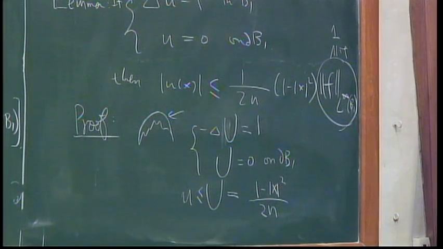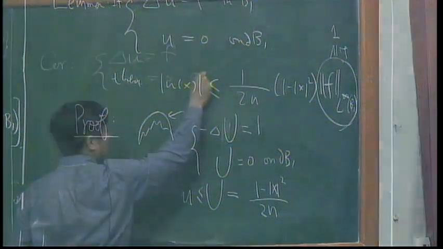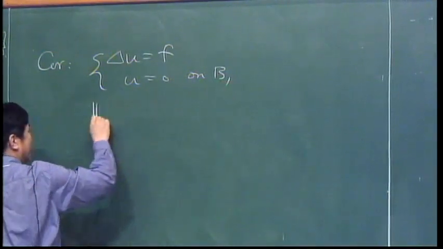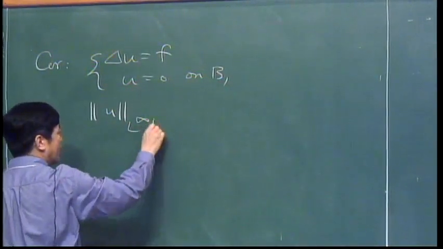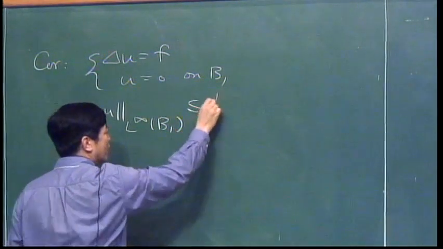And the immediate consequence, let me write it here. The corollary would be: Laplacian u equals f, u equals 0 on the boundary. Every single line is like a cakewalk.